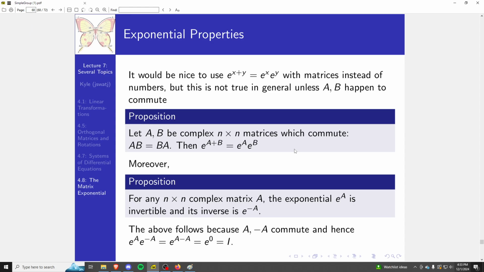And moreover, we have that the exponential e to the A is invertible for a complex matrix, and the inverse is actually e to the negative A. And that comes from this proposition here, because A and negative A commute. And so because that's the case, we can apply this rule and we'll cancel out and get the identity matrix, showing that it's the inverse.